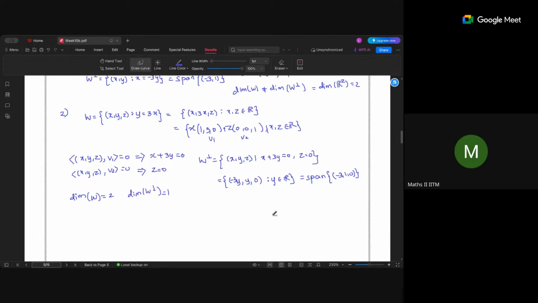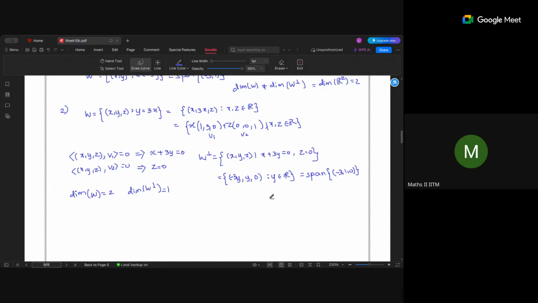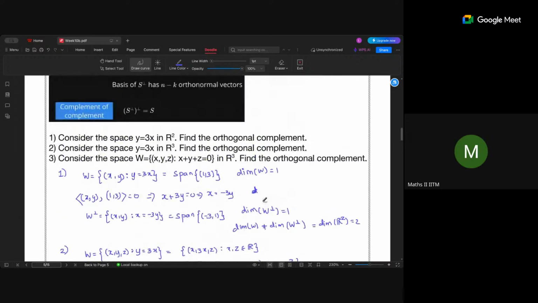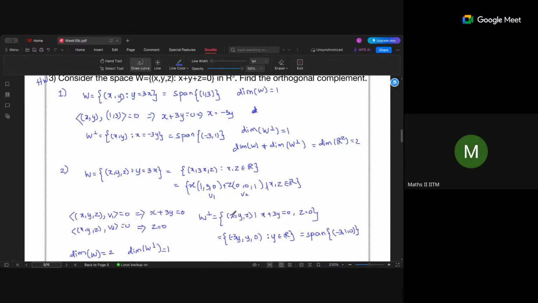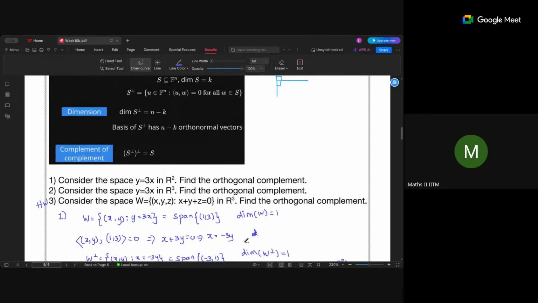Okay, fine. So finding the orthogonal complement, is it clear for everyone? Any doubts in this? Good. So in that case, can I leave the third one as homework? What is the procedure? You need to find a basis for this. From the basis, you take any random vector and take the inner product, and then you figure out from the equation what the W perp is. So I will give the third one as homework.